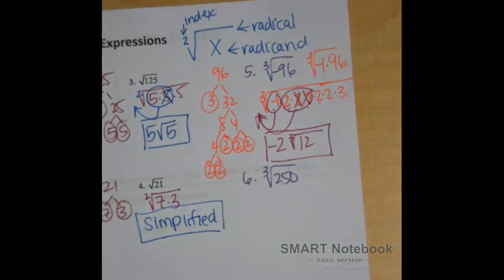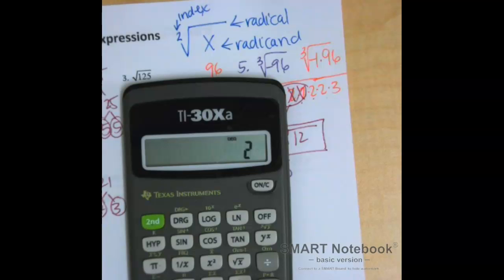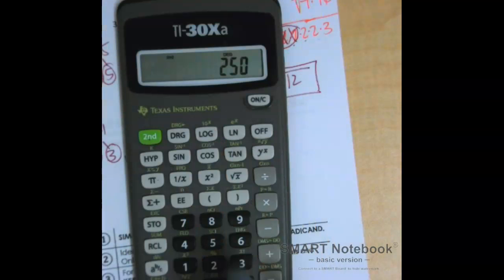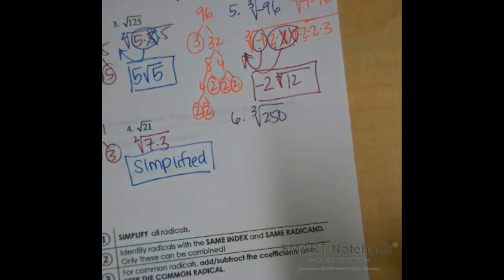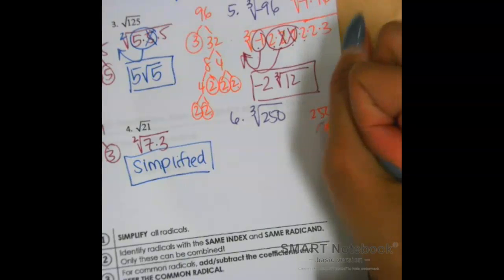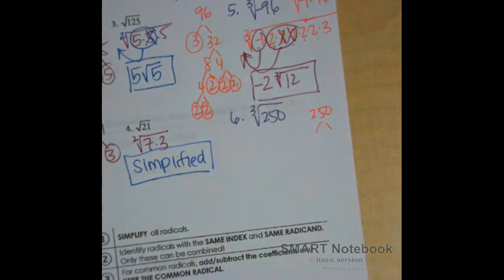Do number 6. There's no negative. If I put a negative, you could still do it though. Split up 250, because trust me, if I was to take the cube root of 250, it doesn't give me a whole number. So do 250 right now. Break this up, and don't start with 2. 25 times 10 will give you 250. It'll go a lot quicker.